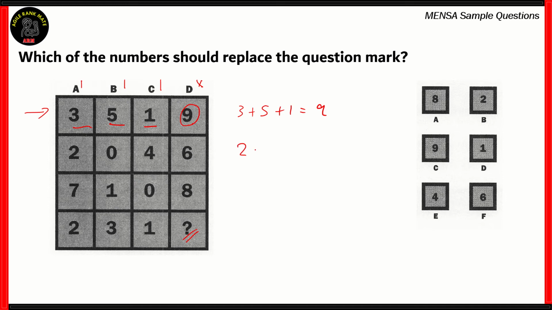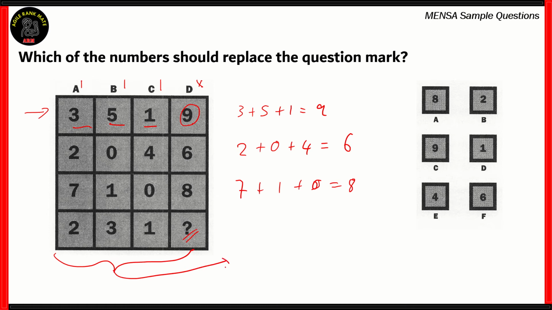So in row 2 you have 2 as A, 0 as B, and 4 as C. Their total is 6, which is D. For 7108, you've got 7 plus 1 plus 0, which still gives you 8. So as you can see, our relation is sound. So we're going to apply it for the last row. So in the last row, you have 2 as A, 3 as B, and 1 as C. So when we add them together, 2 plus 3 gives you 5, 5 plus 1 gives you 6.